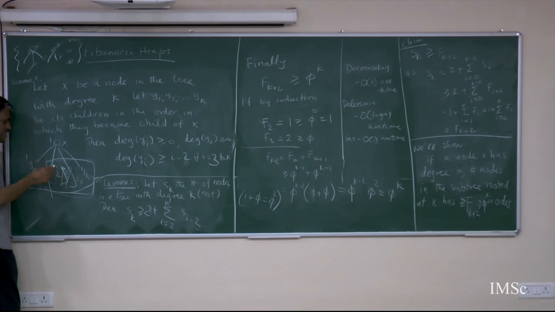So since these nodes are still there, they must have been there also at that time, because we are looking at them in that order. They are here and they were there. Maybe there were more things here. We don't know. They got cut. So its degree at that time was at least I minus 1. And so this guy's degree must have been at least I minus 1. But later on, it might have lost one child. So its degree would be at least I minus 2 now.